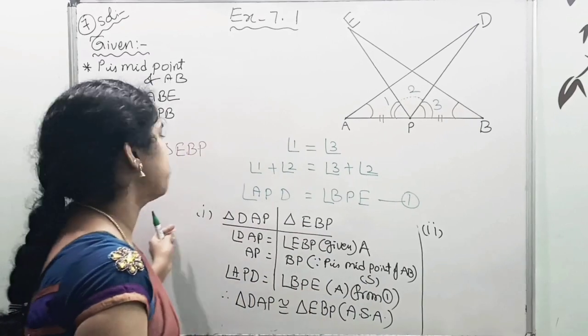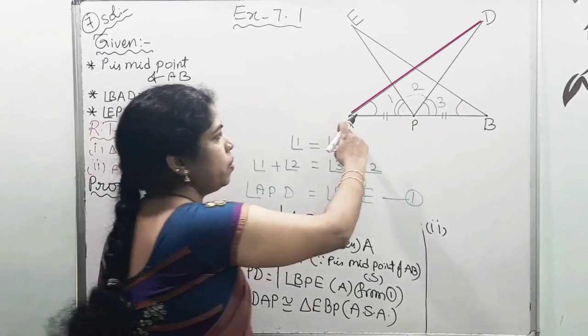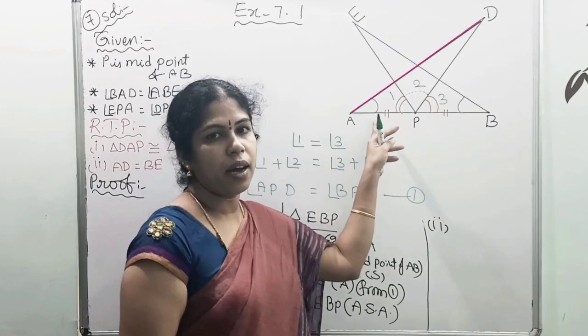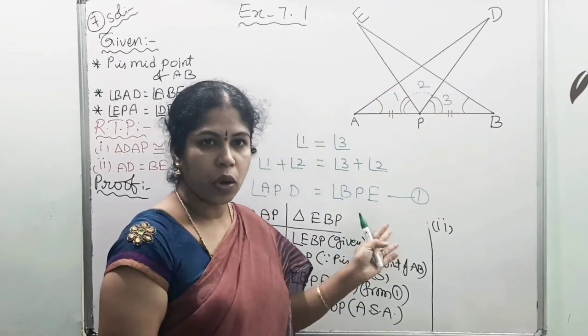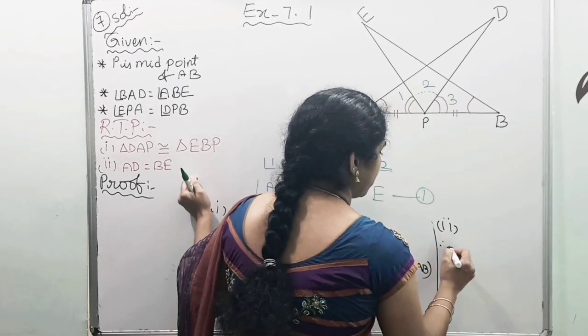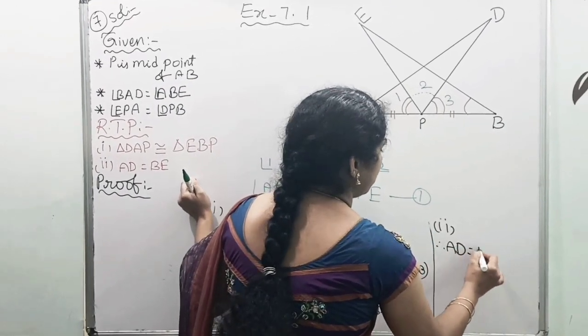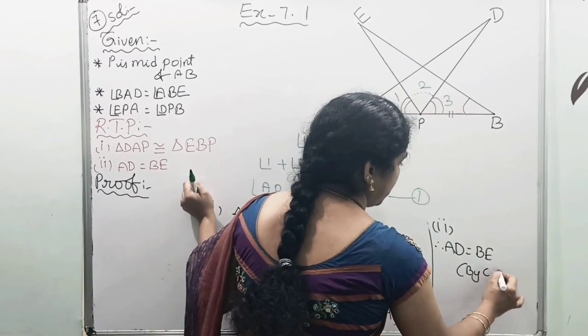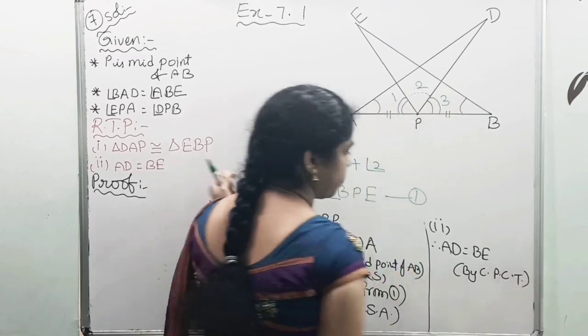Second one they asked us to prove is AD is equal to BE. If you observe AD and BE, they are corresponding parts of the congruent triangles and they are equal. Therefore, AD is equal to BE by CPCT.